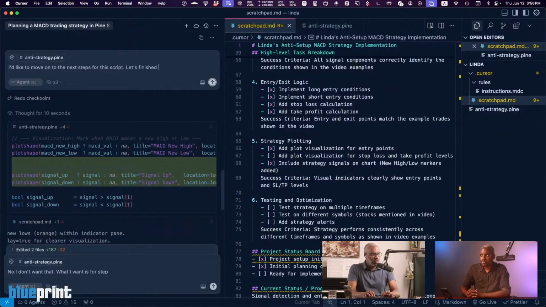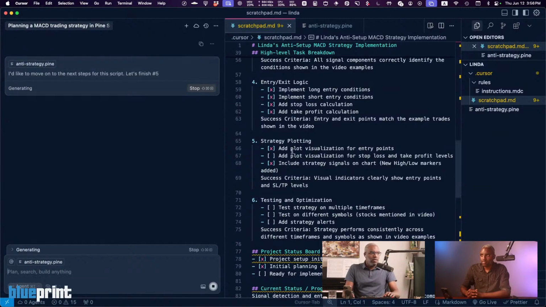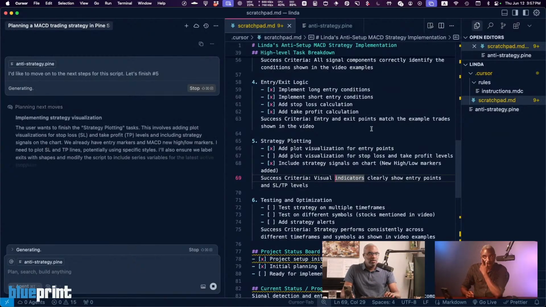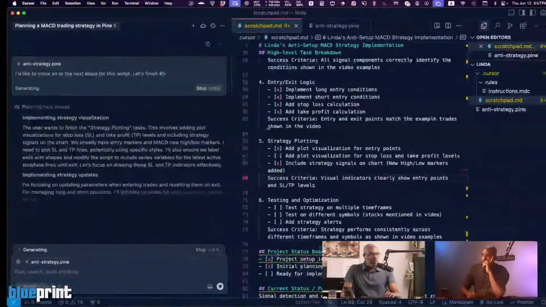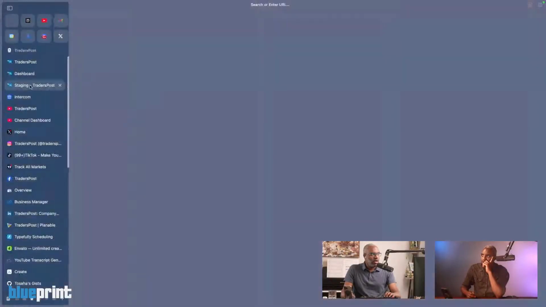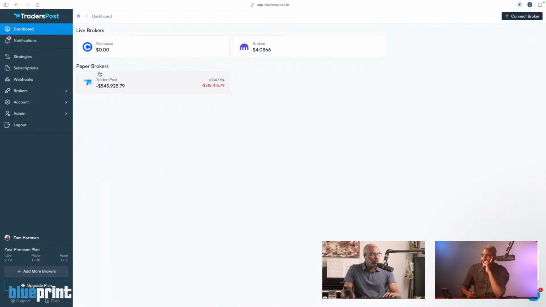Let's finish number 5. I mean, explicitly tell it. That's now a good tip. While that is happening, I just want to jump over to TradersPost, because we are going to create a strategy for this.